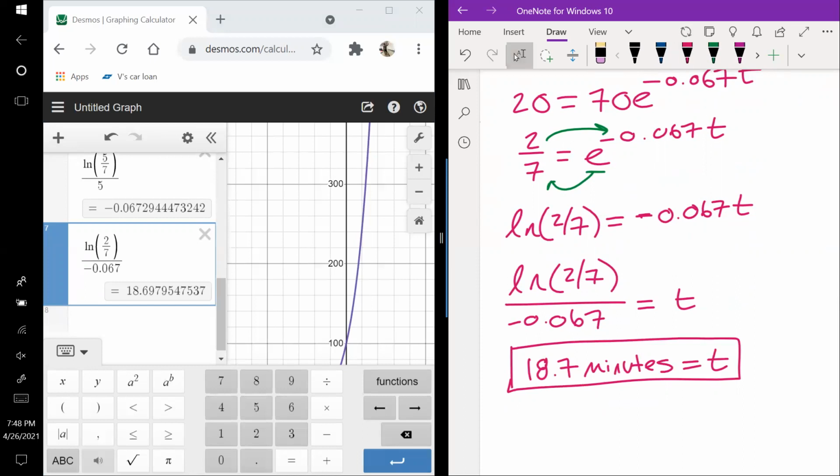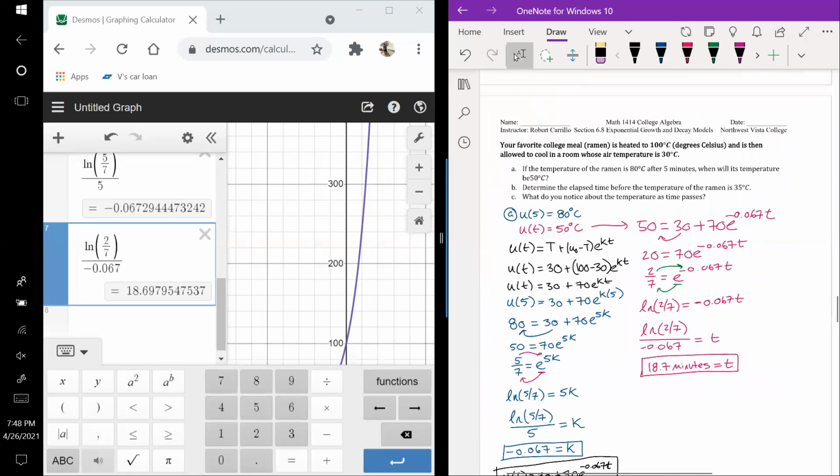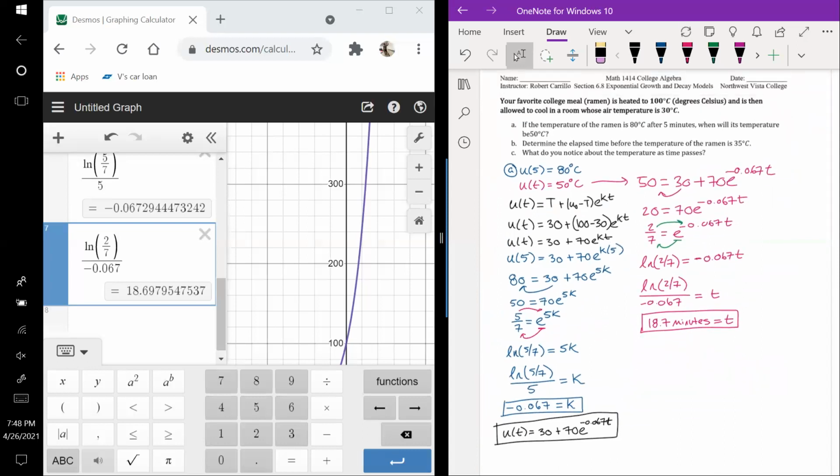Okay, that was all for A. Which means B. Determine the elapsed time before the temperature of the ramen is 35 degrees. So for B, we are looking for, again, time. All we have to do is take 35 and set it equal to our equation below. 35 equals 30 plus 70 times e to the negative 0.067 t.